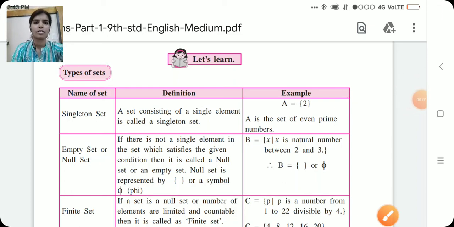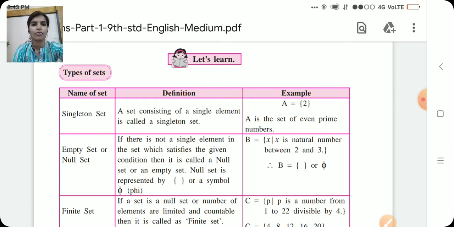Hi students. So all of you solved that first exercise. Then we want to learn the next topic: types of sets. There are different types of sets. One by one we will discuss all these sets.